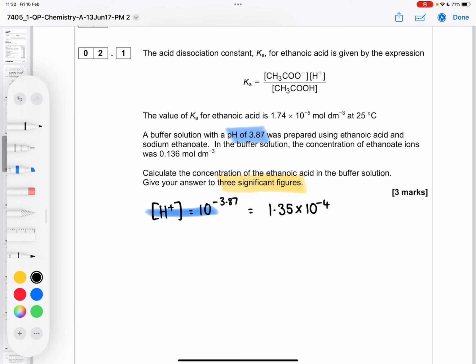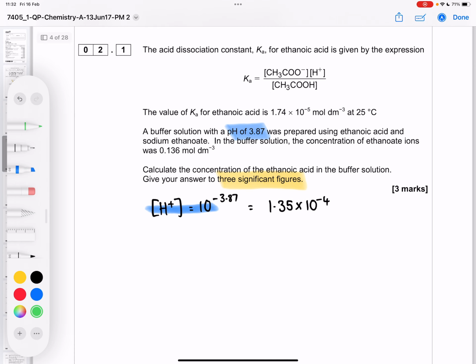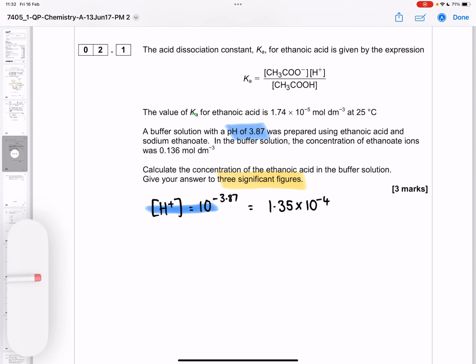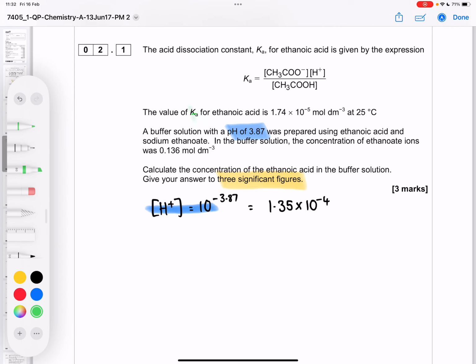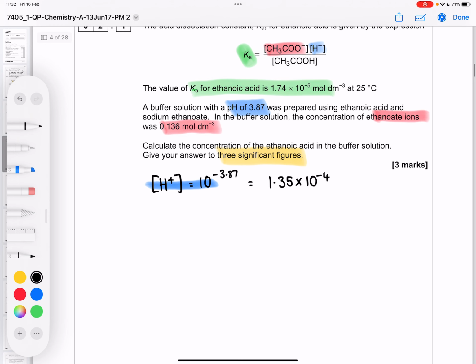And you could give more significant figures. I'm going to keep that on my calculator at the moment. So that's given us the H+ value. We have been given the Ka value, that's this value. We have been given the ethanoate ions value, which is this value here. We've now calculated the H+ value, so we need to rearrange this expression to say concentration of ethanoic acid.